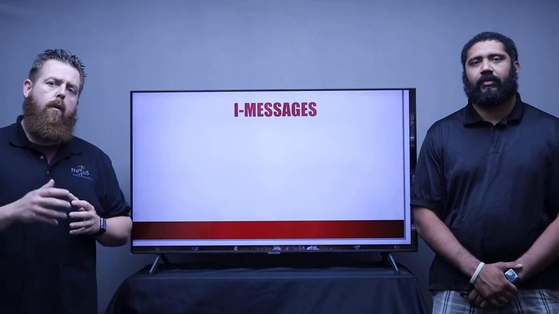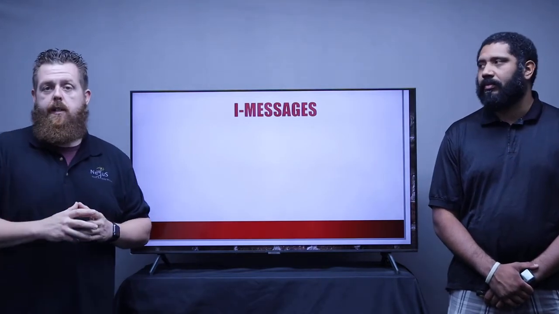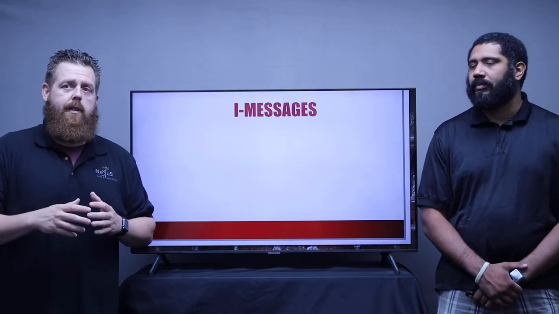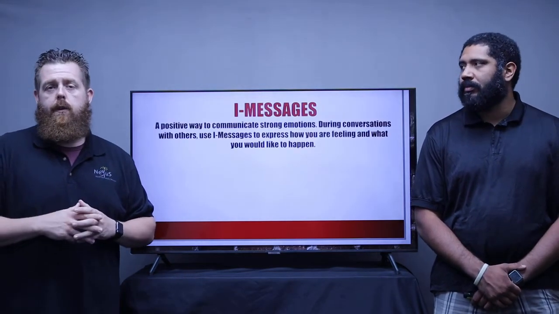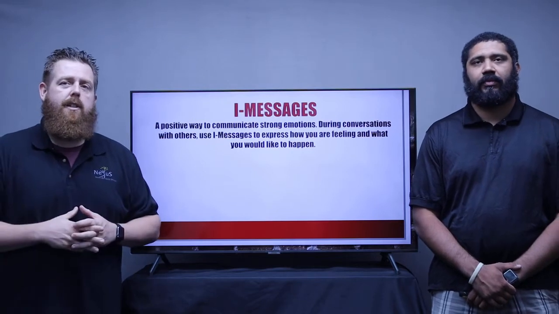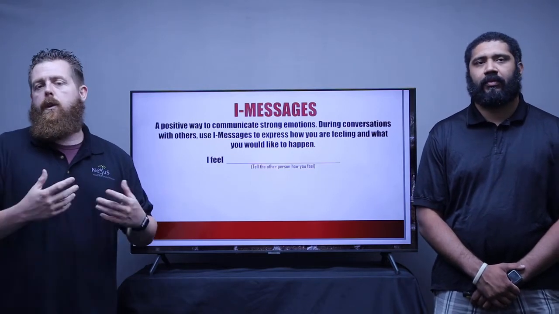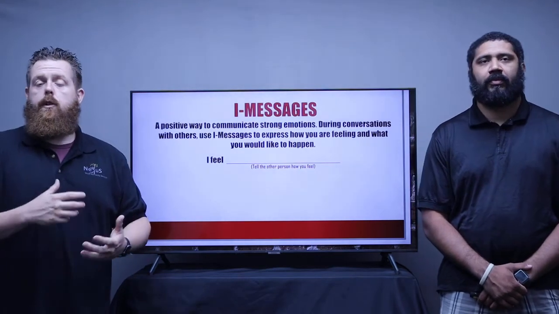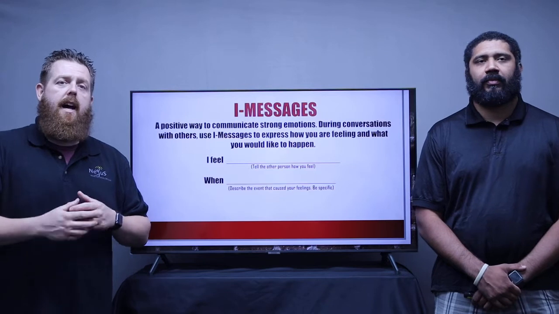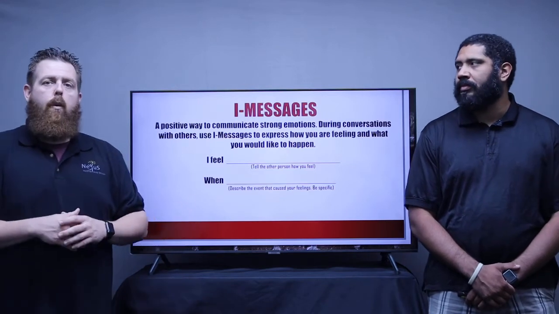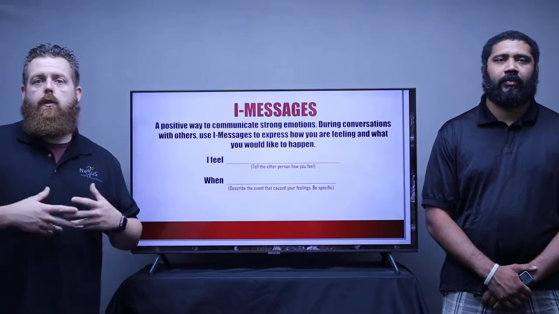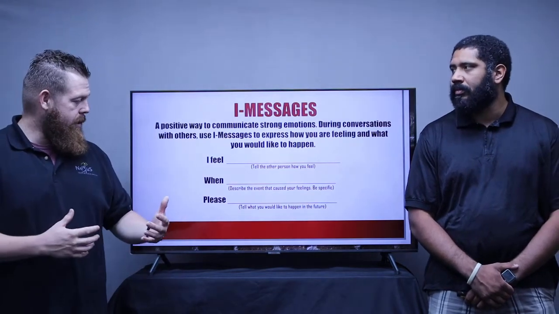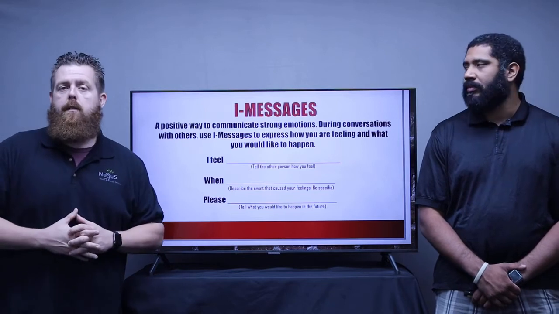So what we want to talk about now is an I message. An I message is a positive way to communicate strong emotions during conversations with others. To use an I message is to express how you feel and what you would like to happen. So for example, if you were having a conversation with an I message, what you would say is, I feel blank when blank, you describe the event that caused your feelings, and you need to be specific. And then please tell the person what you would like to happen in the future.